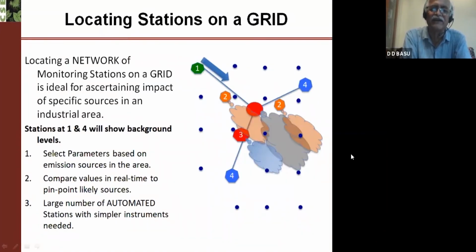Now we are going for a grid where the wind direction and wind speed may be changing, and there is a big urban area. So in that case, we have these stations there, but there are small blue points where we can go for a small station. Maybe number 2, 3, and 4 are real time, that means continuous monitoring takes place in that area, because that is the area where the maximum effect is expected.